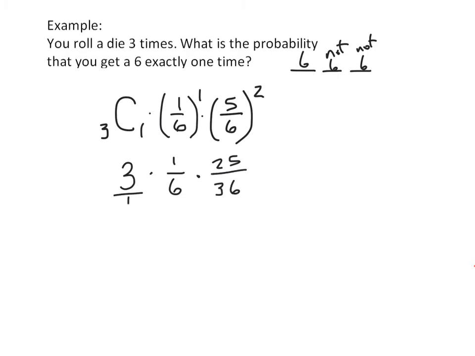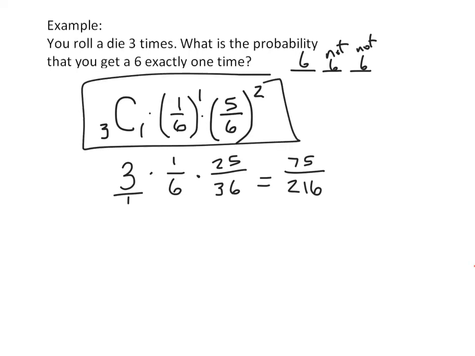We can make this into a fraction as well and just multiply the numerators. 3 times 1 times 25 is 75. And multiply the denominators. 1 times 6 times 36, which is 216. So we end up with the exact same result using our formula right here.